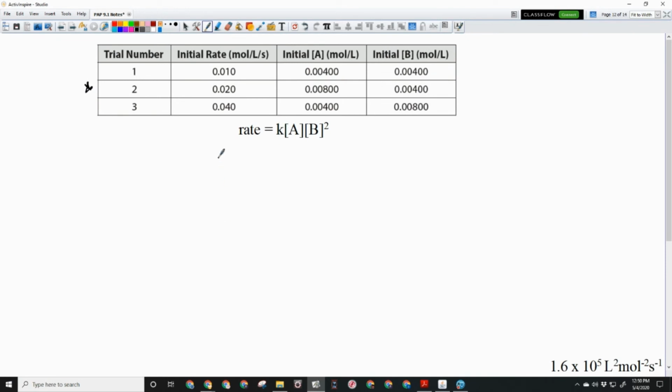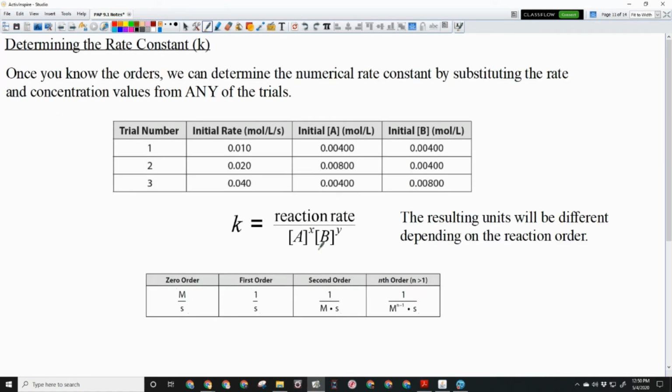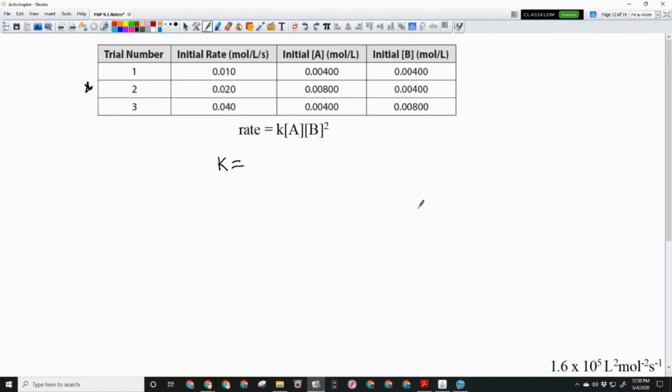All right, so remember, to solve for K, that's going to be equal to the reaction rate over the orders. So we're going to have our rate here over concentration of A to the first order, B to the second order. All right, so let's substitute in our numbers. We're just doing numbers here and not units. We're going to do the units separately. I like to do those separately.